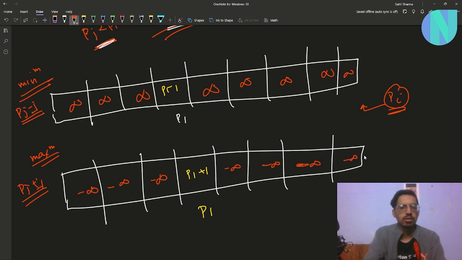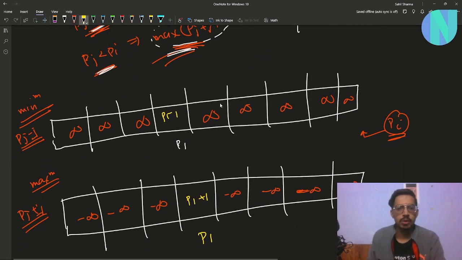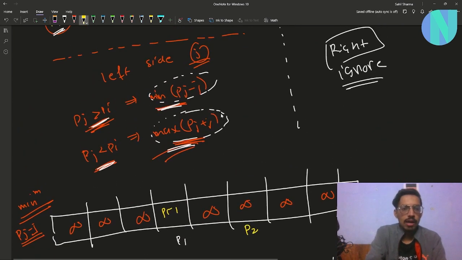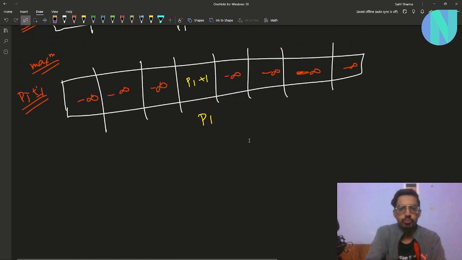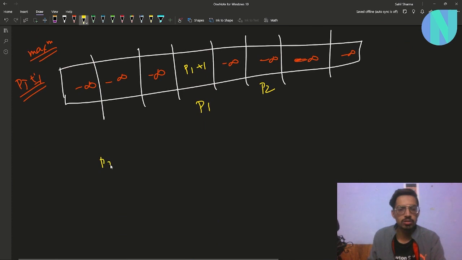Then I will go to my p2 value, right? I will go to p2. So let's say my P2 is lying somewhere here. Let's say my P2 is here. Then first of all, I have to find the answer for P2, right? So P2 is also here. So my answer for P2 is either it will follow case 1 or it will follow case 2, right?